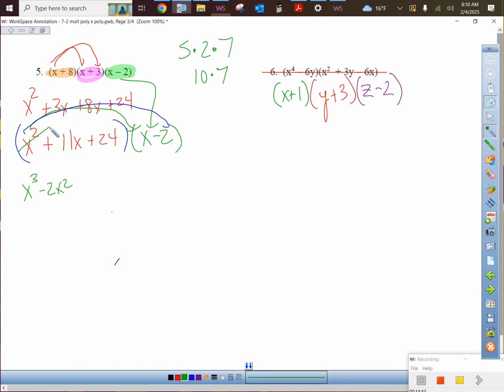And if you're like, you know what, I don't necessarily need to stack, fine. You don't have to stack. You have to get the right answer is all I care about. But some people still like to stack. So if I go 11x times x, that would be 11x squared. And I just started a new line. And then 11x times negative 2 is negative 22x.